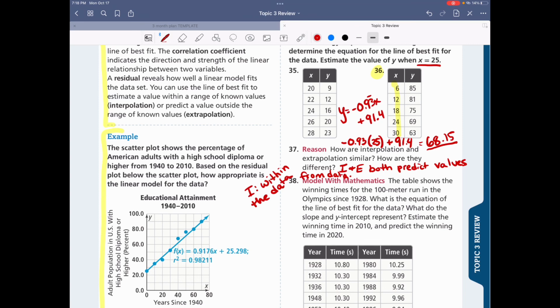For example, like on number 35, if I picked a number like 23, that would be interpolation. Extrapolation is outside the data. And that would be like if on number 35 I picked like 50, because 50 is not within the data. And that completes our review for our topic 3.